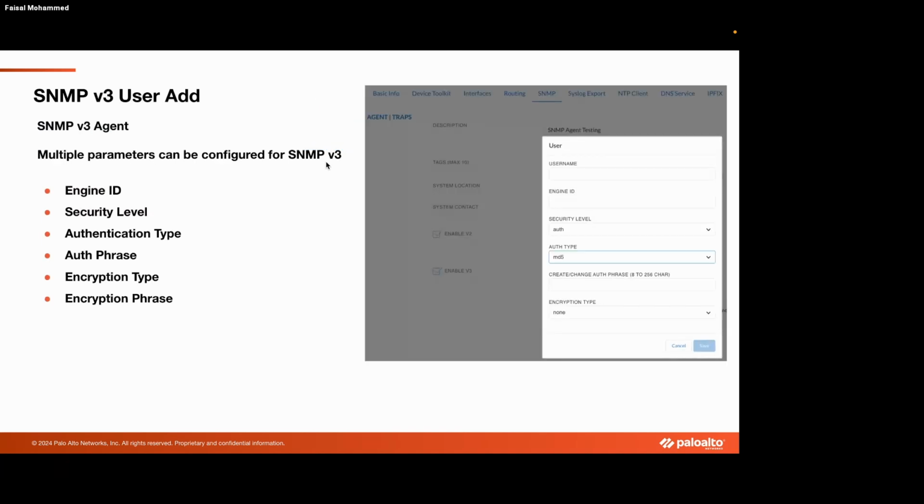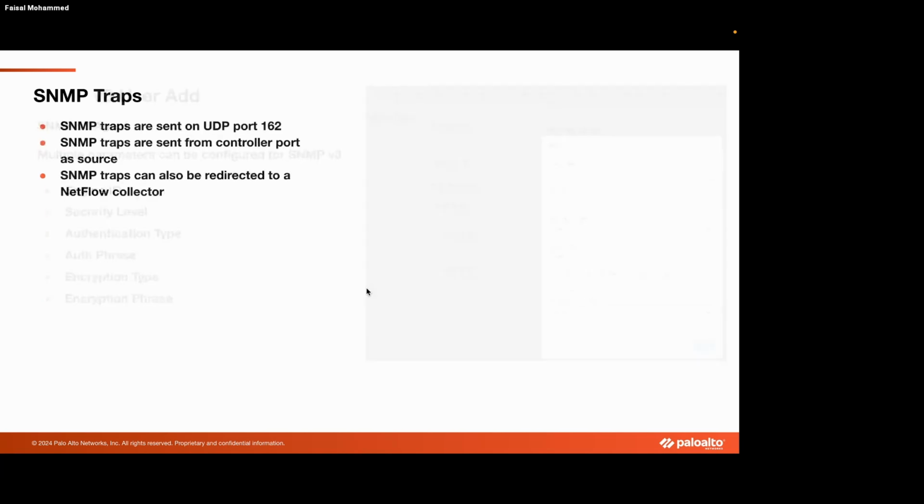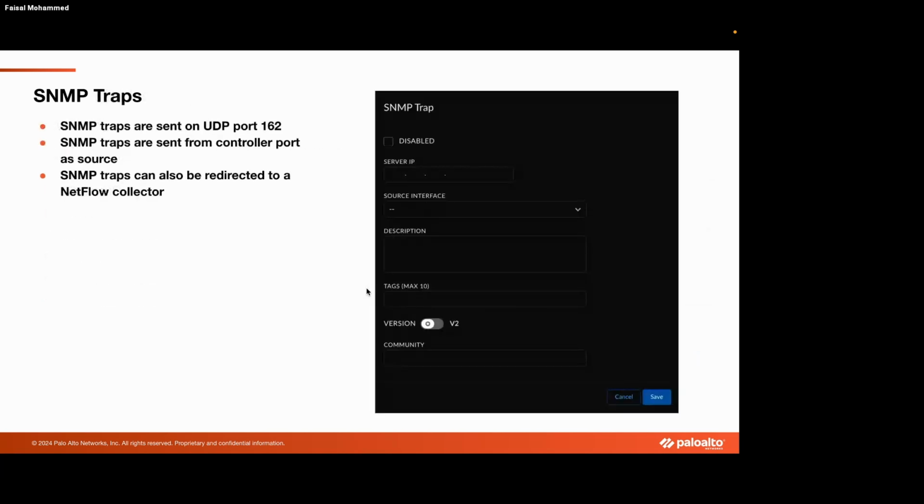SNMP V3 agent can be configured by enabling this V3 tick box, and then you get a prompt here to add the user, where you define the security level, authentication type, and the other parameters required to define the SNMP V3 configuration. SNMP traps are available under the traps menu, where you define the server IP, the source interface from which the traps need to be sent to the SNMP server, and community if any, and then save it.